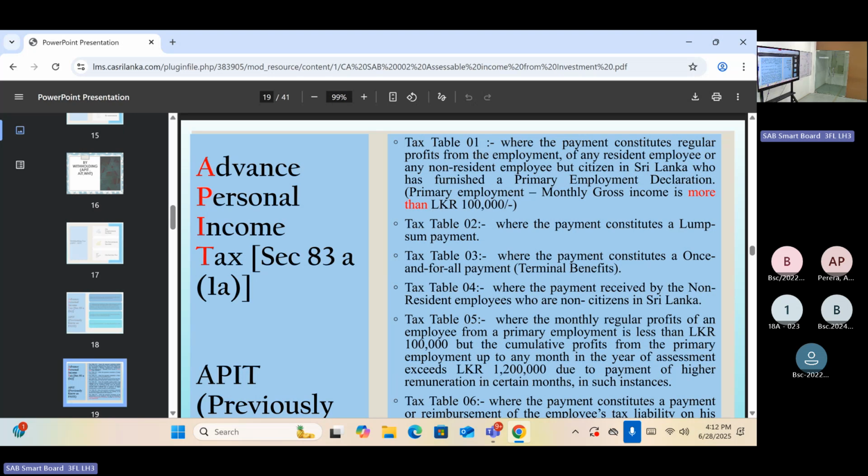Right. So table 2 is for lump sum payments. Lump sum payment means something like a bonus.